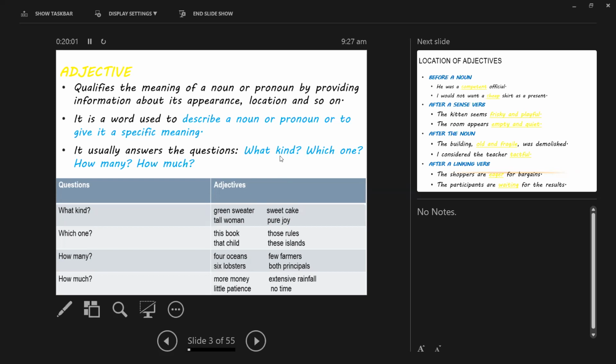What kind? This is the most typical way you can find the adjective in a sentence. What kind? It's a green sweater. What kind of sweater? The green sweater. Next is tall woman. What kind of woman is she? She's a tall woman. Now, sweet cake. What kind of cake is it? It's a sweet cake. But wait, is there a cake that is not sweet?